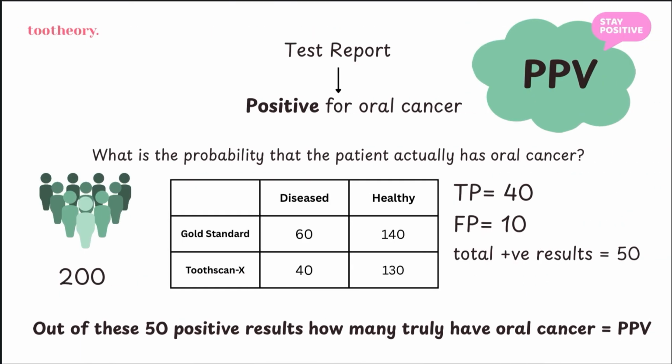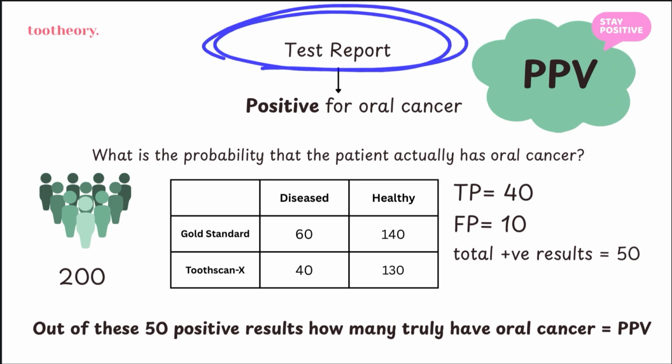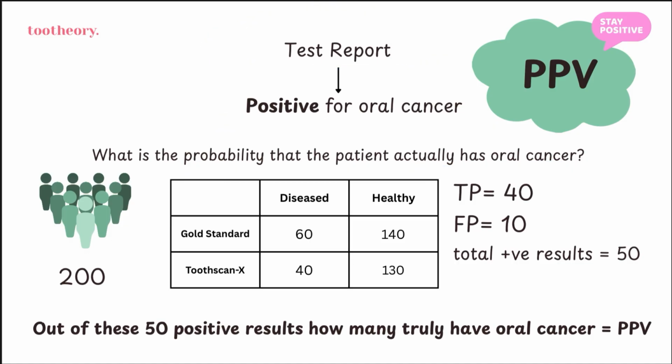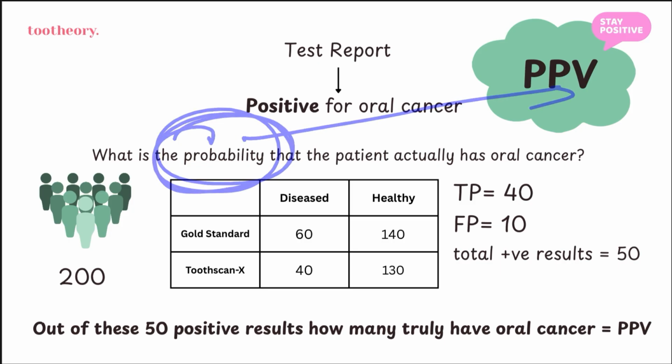Alright, so now that I have given you a kind of difference between sensitivity and specificity and positive and negative predictive values, let's look at them individually. So positive predictive value is, let's say the patient's test report comes back positive for oral cancer, right? The first thing we want to know is, what is the probability that the patient actually has oral cancer? And that probability is known as the positive predictive value.